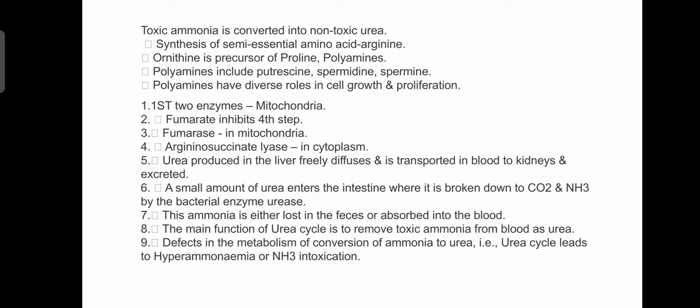And a small amount of urea will enter in intestine, where it is broken down to carbon dioxide and ammonia. This ammonia is either lost in the feces or absorbed into the blood. The main function is to remove the toxic ammonia from blood as urea. This is the main function of the urea cycle. Then there are many disorders relating to the urea cycle. Defects in metabolism of conversion of ammonia to urea, that is urea cycle, lead to hyperammonemia, or NH3 intoxication. These are the disorders of urea cycle.